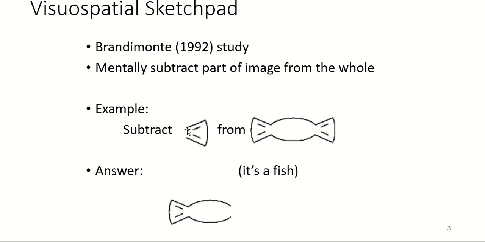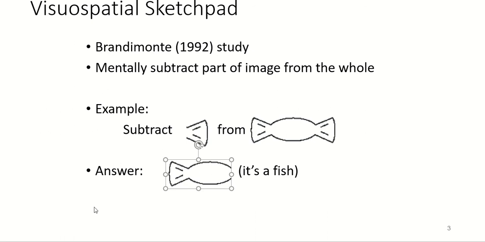And then in the second step, they were given this image that they then had to subtract. Now, the answer in this case is it's a fish, but you can really only do that if you kept a visual code of this image over here.